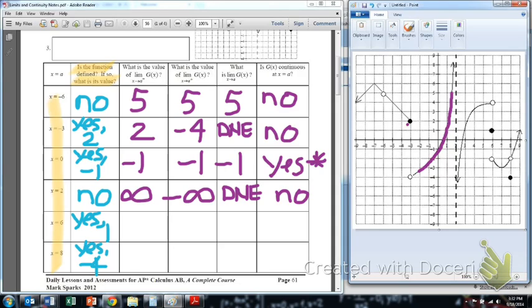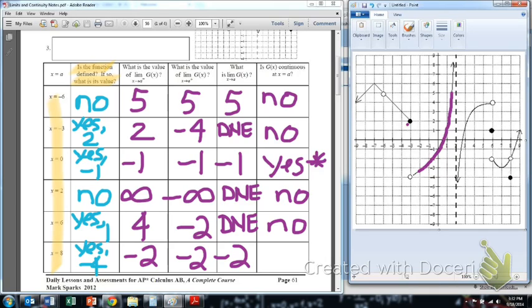All right, at 6, from the left, it's 4. From the right, it's -2. Those don't match, and we have to pick up our pencil to draw the break. So not continuous there. And then the last one, 8: from the left, -2. From the right, -2. Those match, so the limit's -2. But it's not continuous because there's a hole there. We have to pick up our pencil to draw the hole.